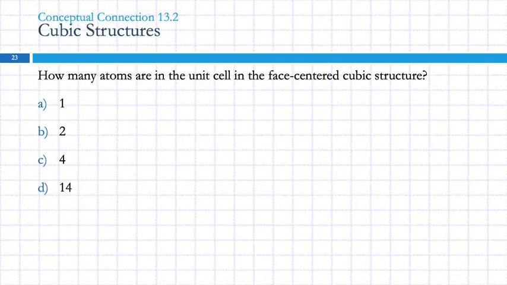So this is a more reasonable question. How many atoms are in the unit cell in the face-centered cubic structure? Four.